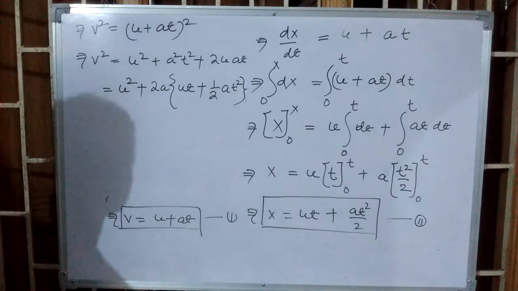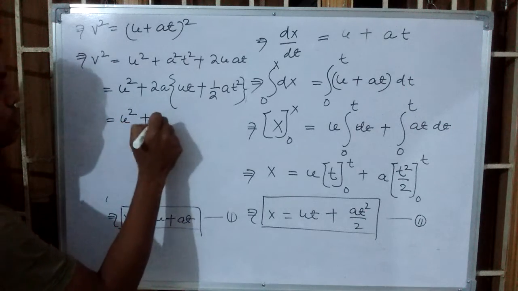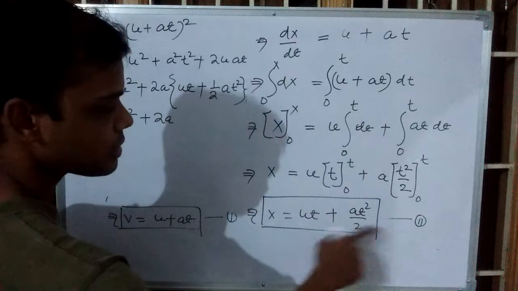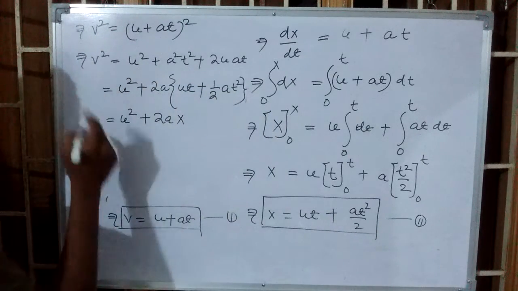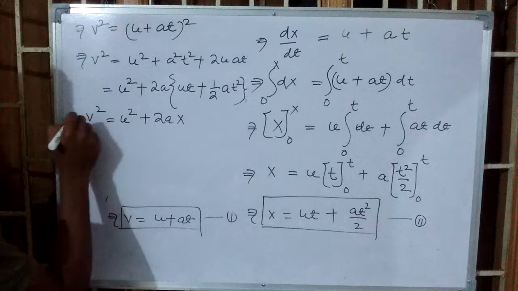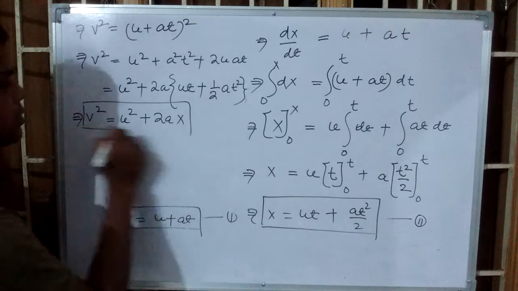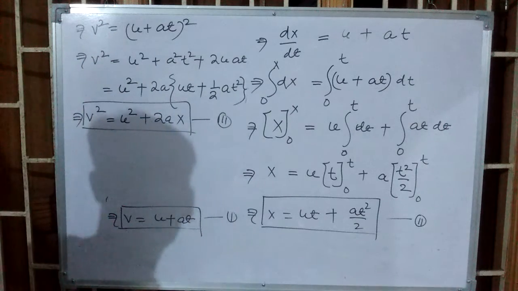v square is equal to u square plus 2a times (ut plus half at square), and that is nothing but x. So on the left side it is v square. Now this is equation number 3. So what does it mean?